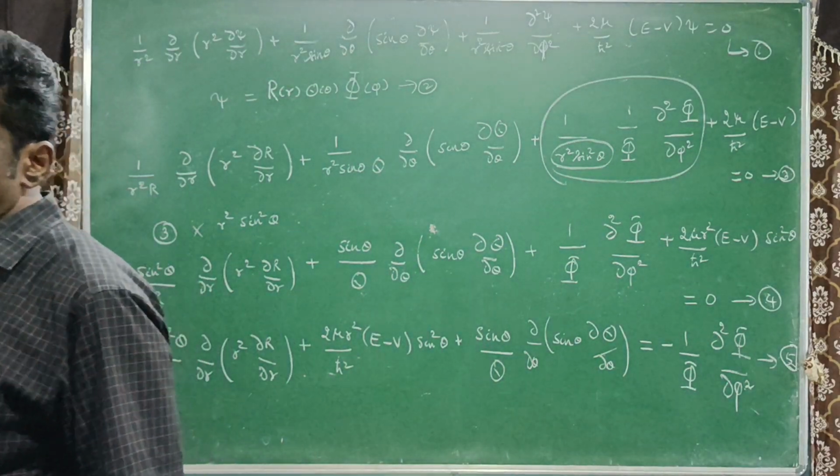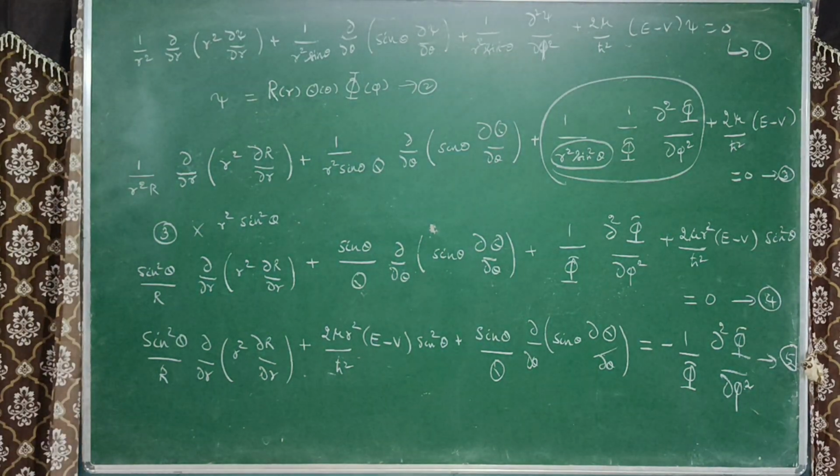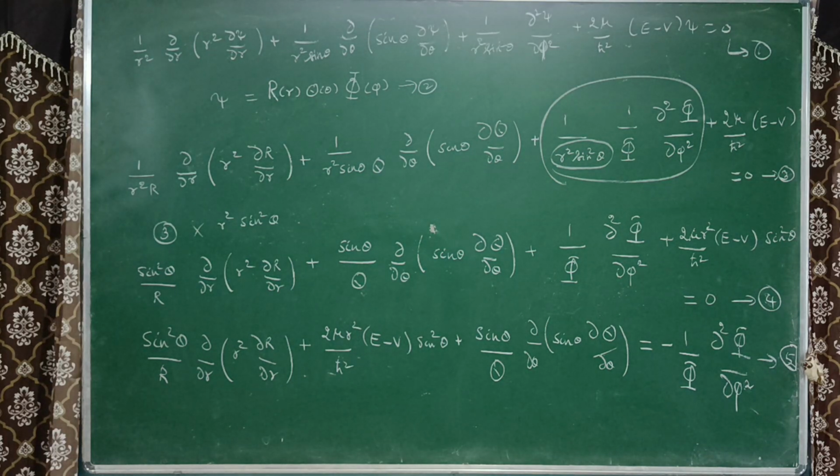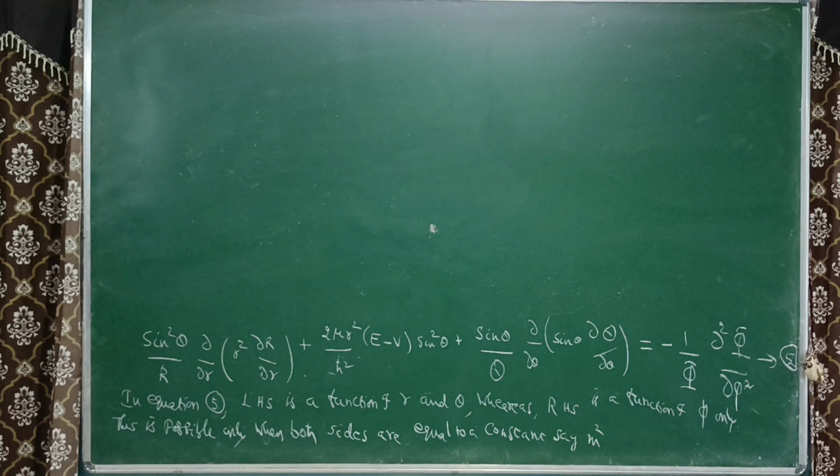See this equation 5. The LHS is expressed in terms of r and theta, whereas the RHS is expressed only in terms of phi alone. This is possible only when both sides are equal to a constant, say m square. In equation 5, the LHS is a function of r and theta, whereas the RHS is a function of phi only. This is possible only when both sides are equal to a constant, say m square.